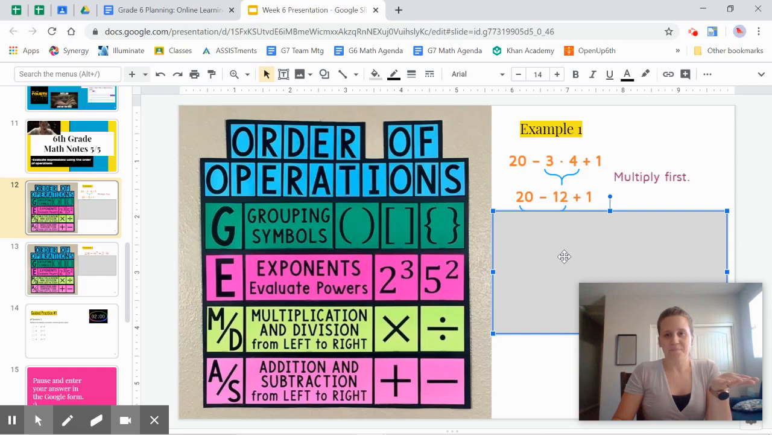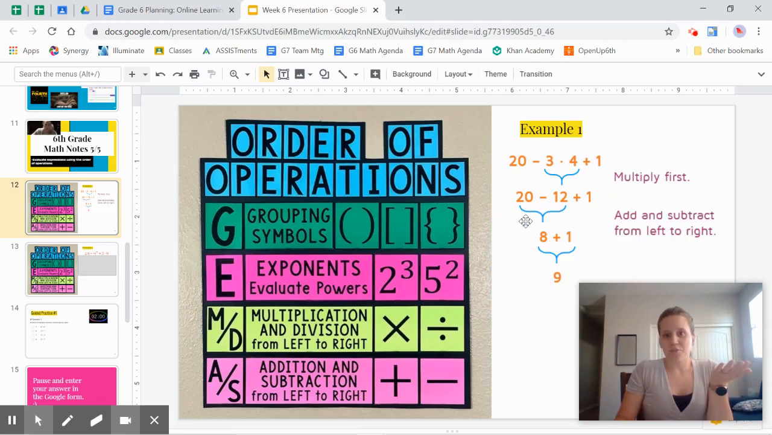Now what? Should I subtract or should I add? Yes, I should subtract. I chose that because it's on the left, right? Remember, we do addition and subtraction from left to right. I subtract and get 8, and then finally add and get 9.